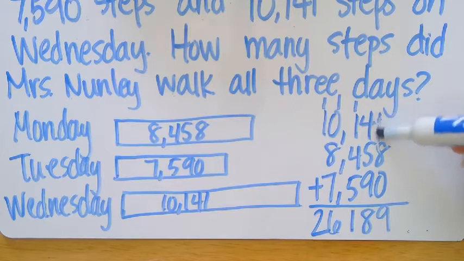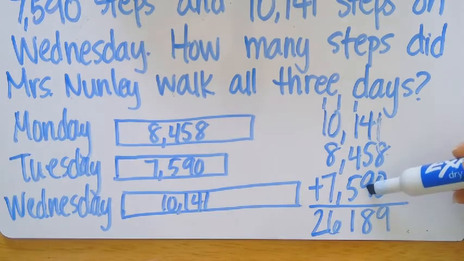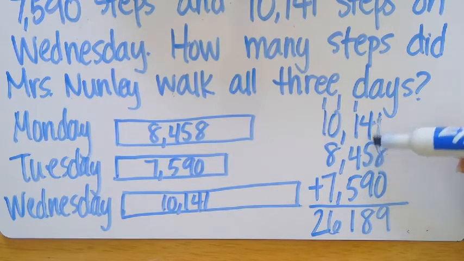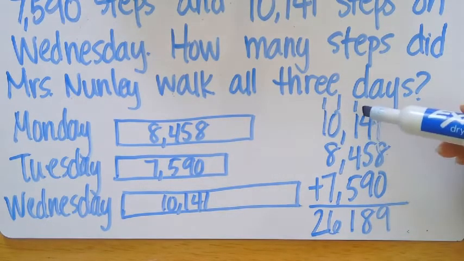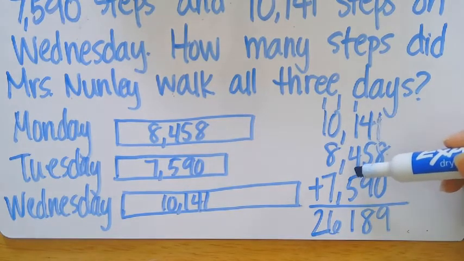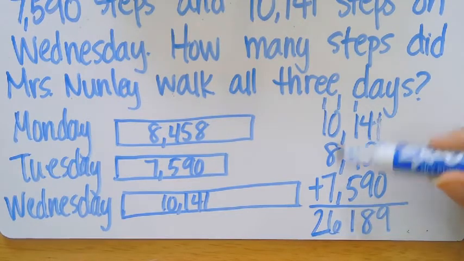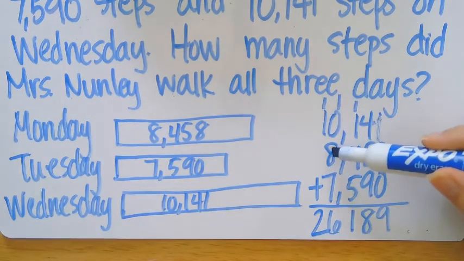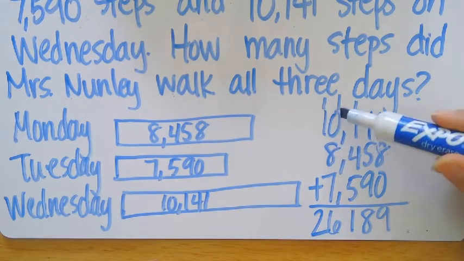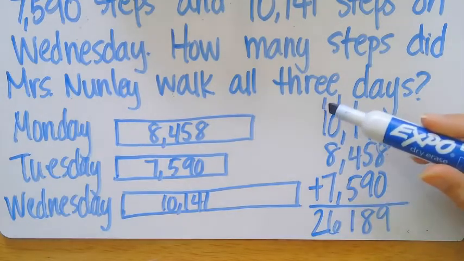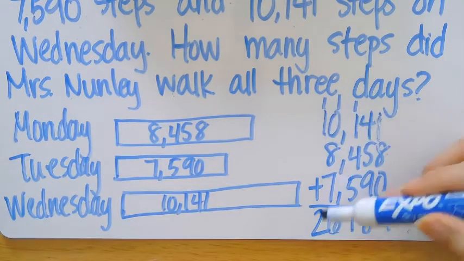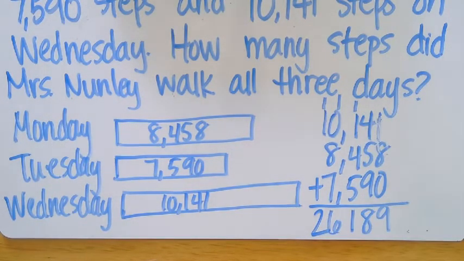Okay, 0 plus 8 is 8. 8 plus 1 is 9. 9 plus 5 is 14. 14 plus 4 is 18. 5 plus 4 is 9. 9 plus 1 is 10. 10 plus 1 is 11. 7 plus 8 is 15. 15 plus 1 is 16. 1 plus 1 is 2. All right, so that gives me the total of 26,189.